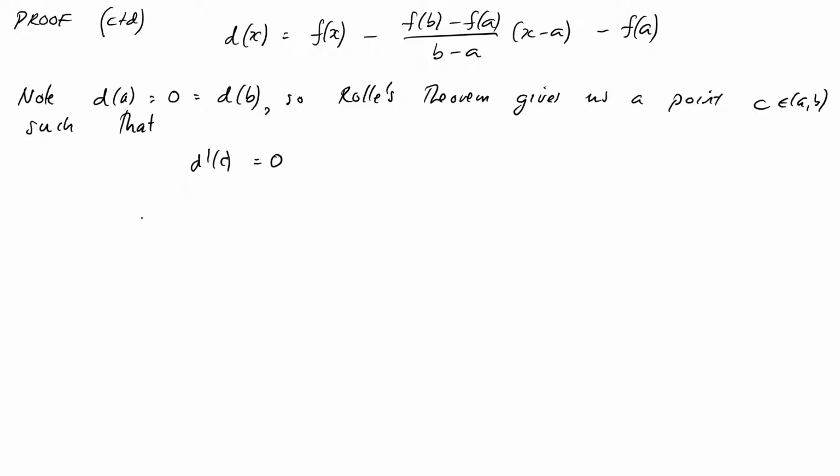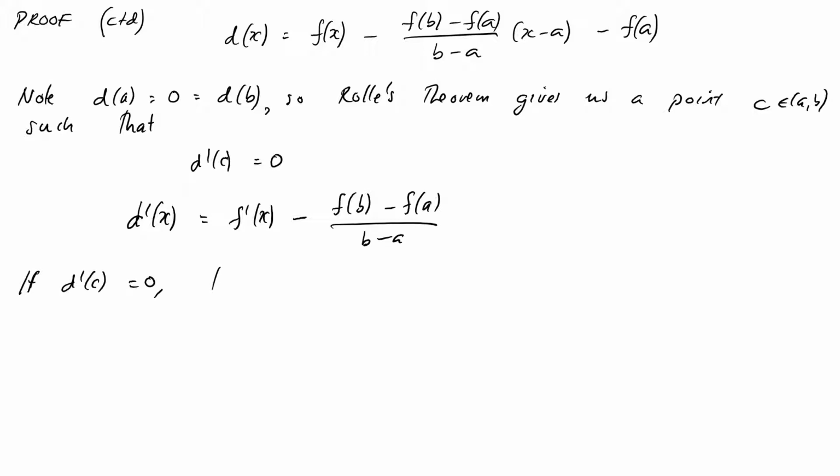Okay, so d prime of x, if we were to take our function and differentiate it, that's going to be f prime of x minus f of b minus f of a, just differentiating the normal way, divided by b minus a. The next term is a constant, so is the next term after that. That's d prime of x. So if d prime of c equals 0, then f prime of c has to equal f of b minus f of a over b minus a. So that's quite nice.